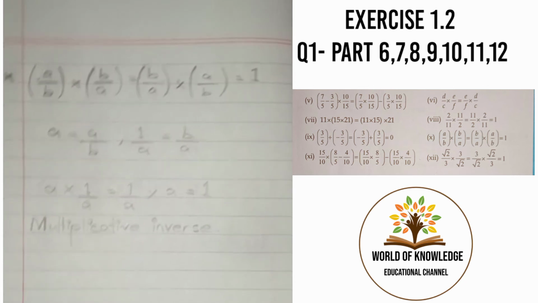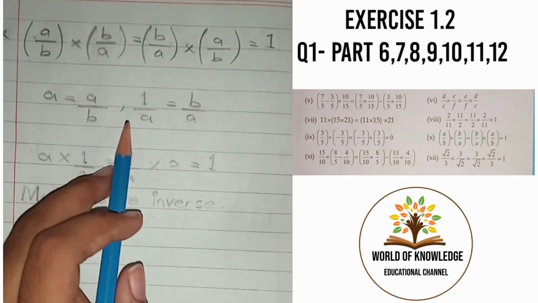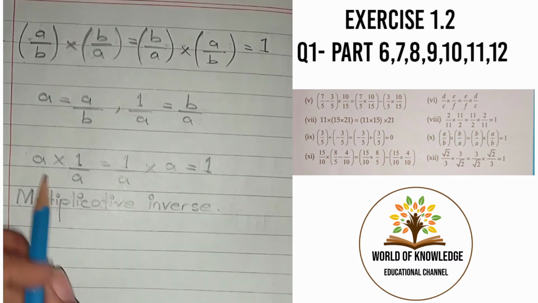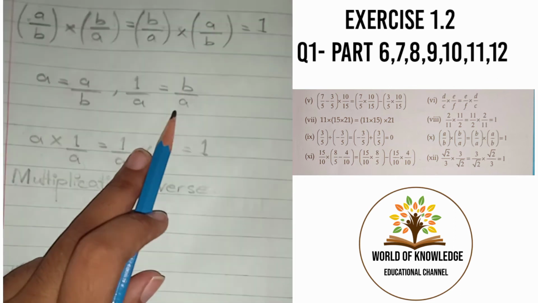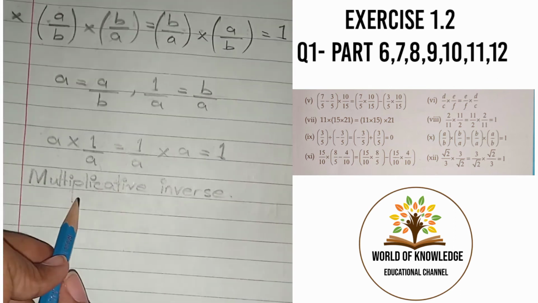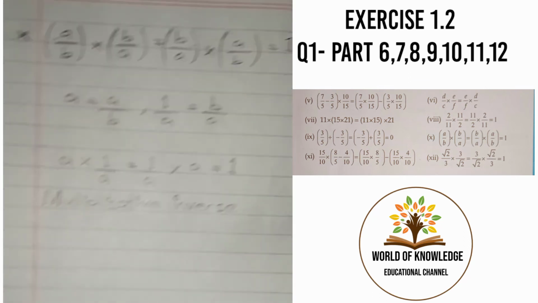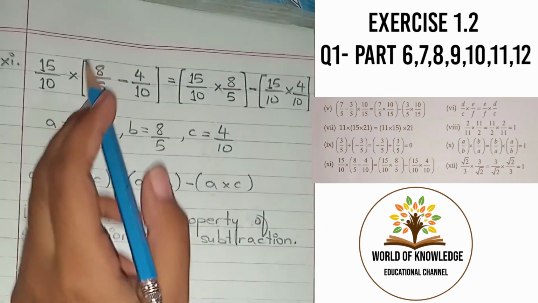In part 10, we do the same way. We take a equals a upon b, then 1 upon a equals b upon a. Then put a in place of a upon b, multiplied by 1 upon a in place of b upon a, equals 1 upon a multiplied by a equals 1, and this property will be known as multiplicative inverse. Let's move to part 11.